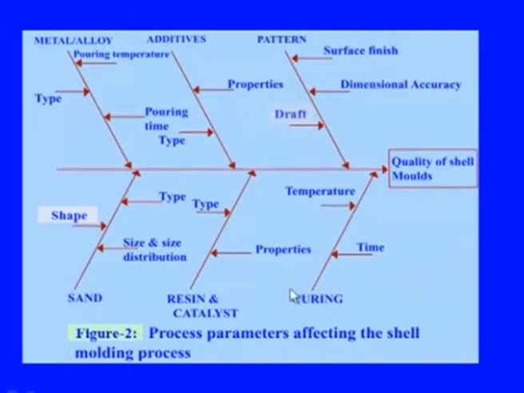The other important category of parameter is curing based parameters. Here the curing temperature and the curing time are the most important parameters that affect the ultimate quality of the product. The process parameters that affect the casting quality are shown here. These qualities are dimensional accuracies, then surface roughness, mechanical and other metallurgical properties.